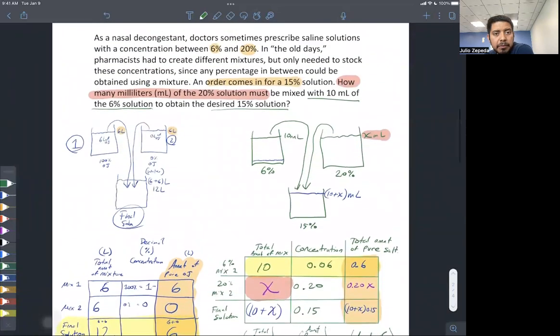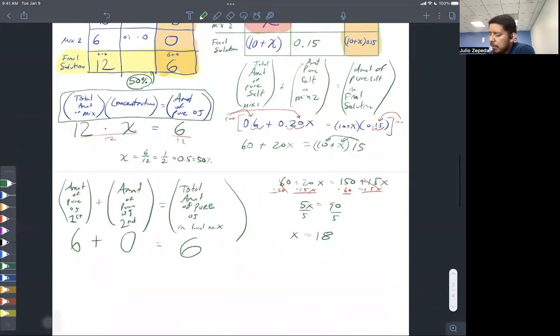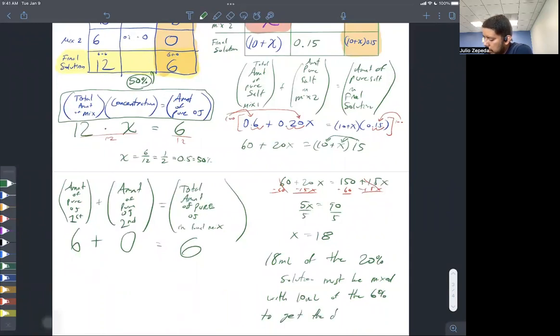How many milliliters of the 20% solution, that second mixture, must be mixed with those 10 milliliters? And we've found that 18 milliliters of the 20% solution must be mixed with 10 milliliters of the 6% solution to get the desired 15% solution. All right.